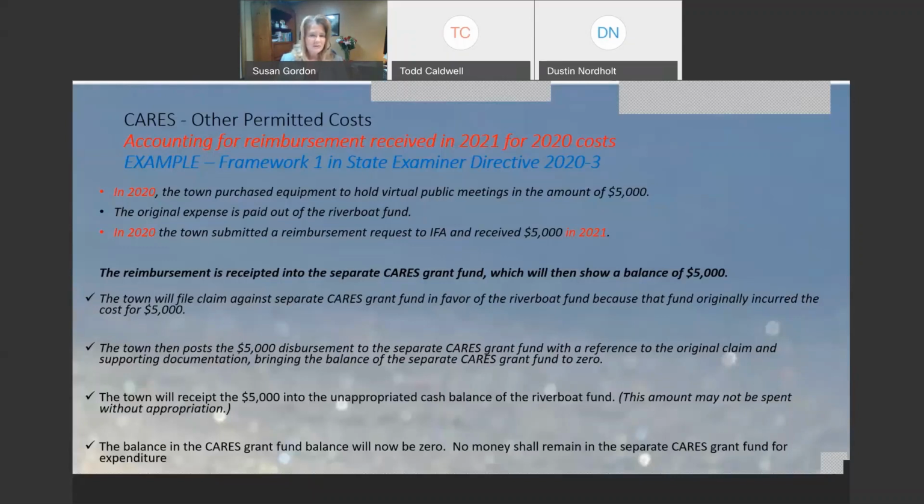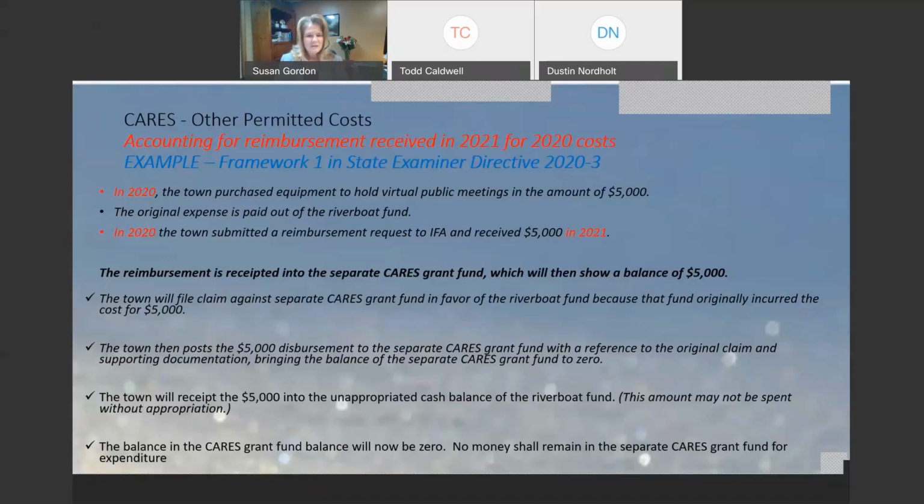We're still going to receive the reimbursement into the separate CARES grant fund, which will show a balance now of $5,000. Then you're going to file a claim against the CARES grant fund in favor of the Riverboat Fund, because that fund originally incurred the cost for the $5,000. The town is then going to post the $5,000 disbursement to the separate CARES grant fund with a reference to the original claim and supporting documentation, bringing the balance of the fund to zero.